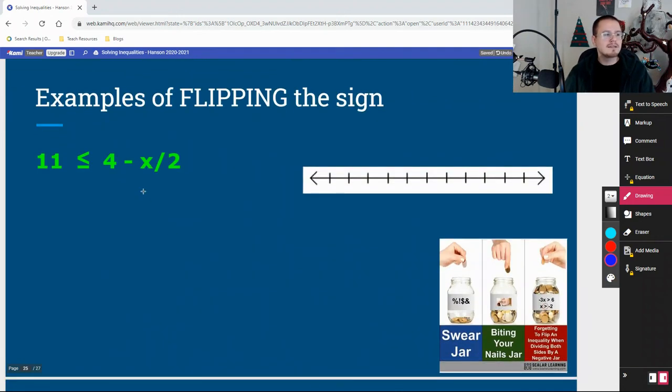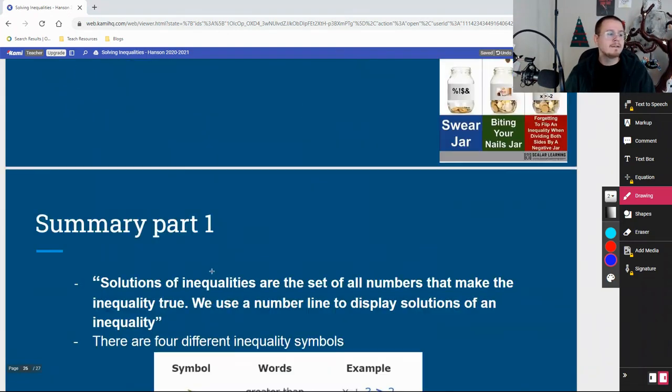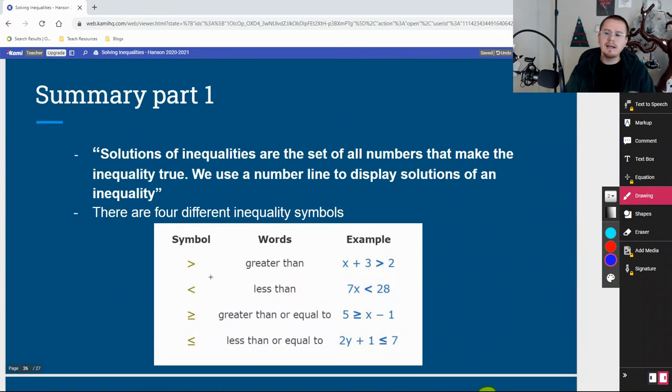So in this case, you have that negative x. This tells you all you need to know. You're going to multiply by that negative 2. Stack that paper, guys. For real. Don't forget.